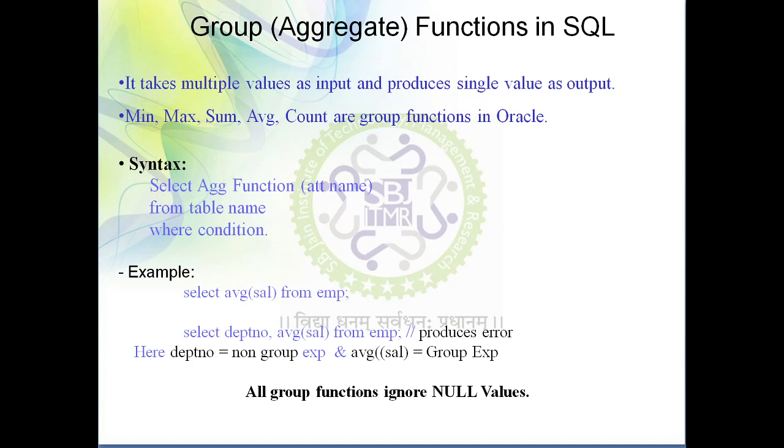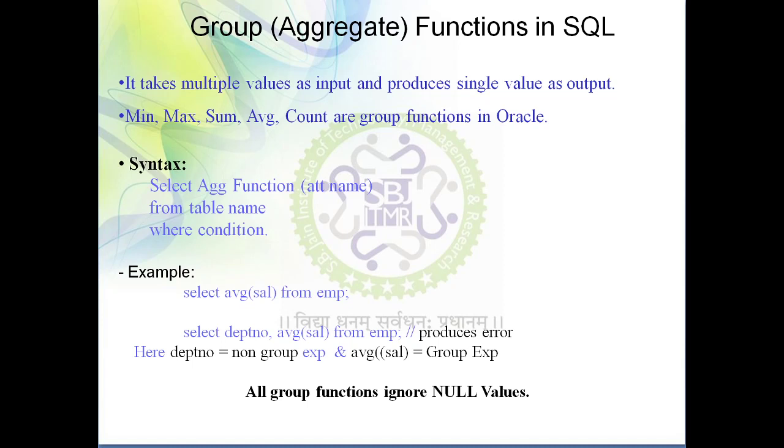Min is used to find the minimum value from a specific column. Suppose I have an employee table, and I need to find the minimum salary of an employee. That means this aggregate function works on a specific column of a table. Max is used to find the maximum value. The sum function can be used to find the total salary paid to employees by a particular company. Then average is used to find the average salary given to employees by a particular company.